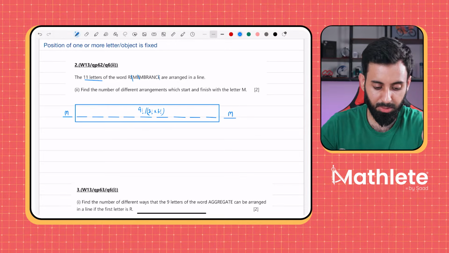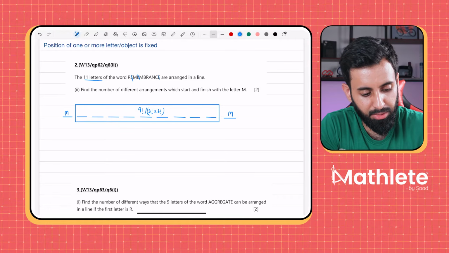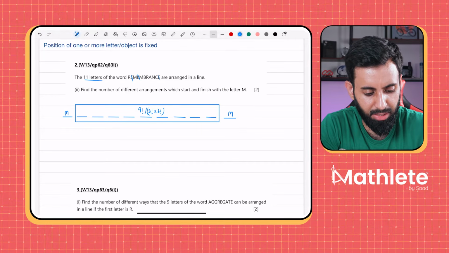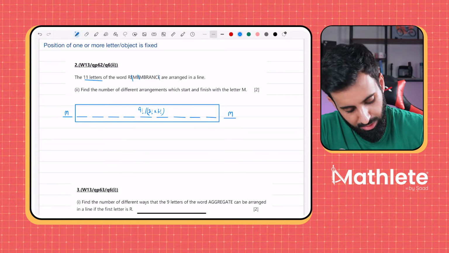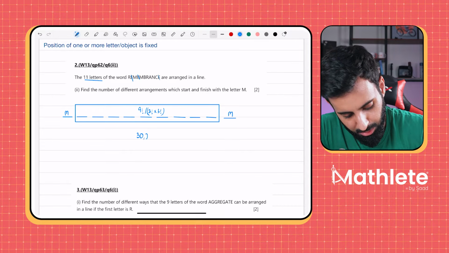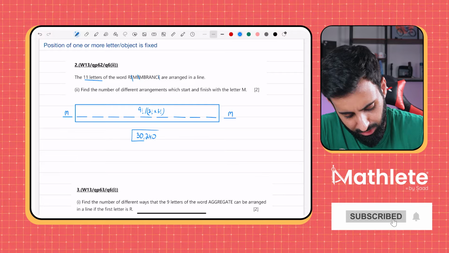So let's work this out, see what the answer is. Get your calculator. In the numerator, I suggest that you write it as it is, okay? So 9 factorial divided by 2 factorial, which is as good as 2. So might as well just write 2. And the final answer is 30,240. And there you go. That is the correct answer.